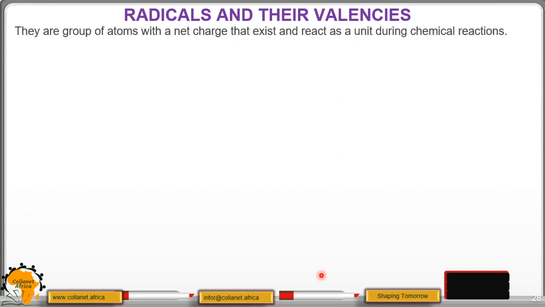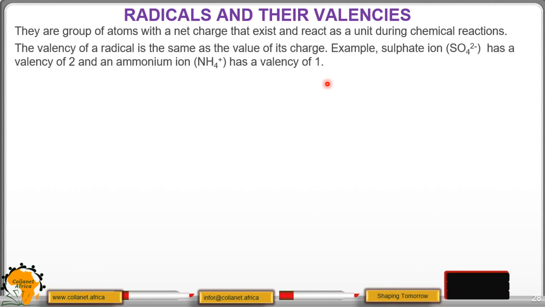Radicals and their valencies. They are a group of atoms with a net charge that exist and react as a unit during chemical reaction. So the radicals react as a unit. Therefore, they will be treated like an element. The valency of a radical is the same as the value of its charge. Example, sulfate with a charge of 2 negative has a valency of 2, while ammonium with 1 plus has a valency of 1.